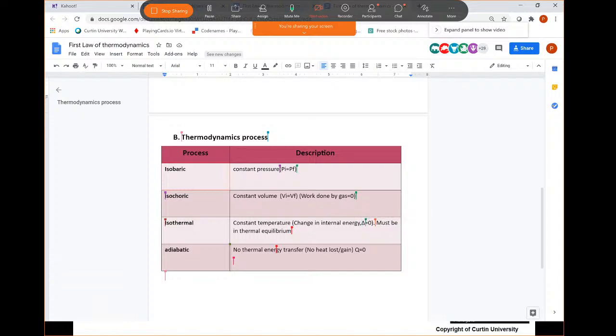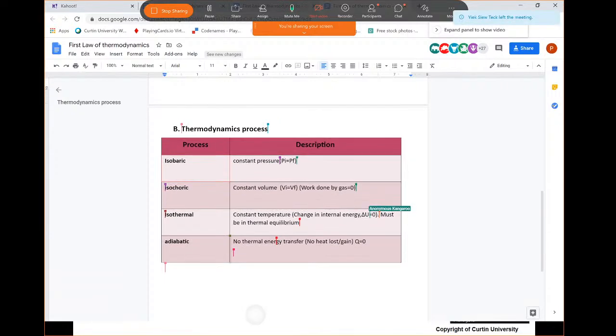Okay, so let's look at your explanation. The first one, isobaric. Isobaric, constant pressure, correct? So what will be the work done for isobaric? Can anyone write down what is the formula for work done if it is an isobaric process?